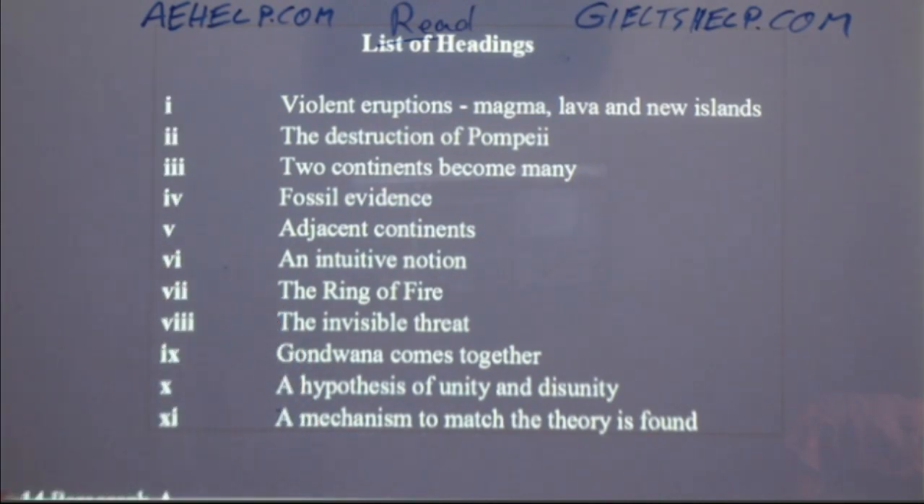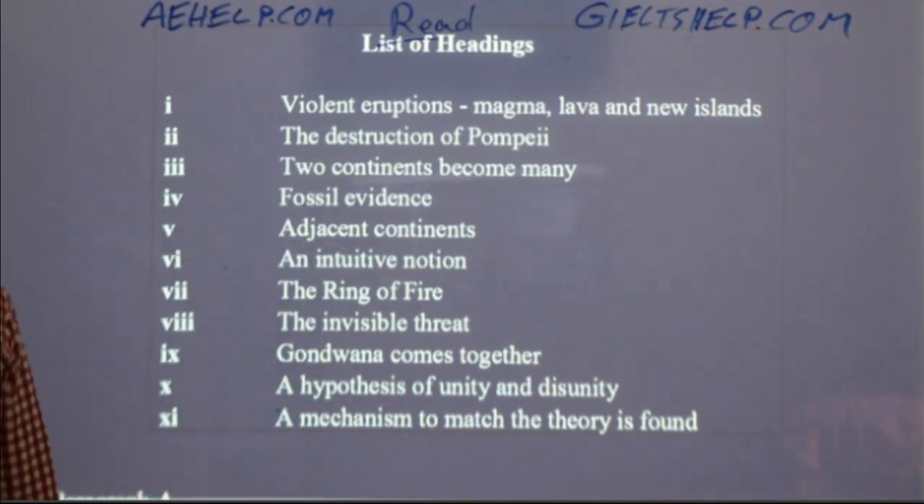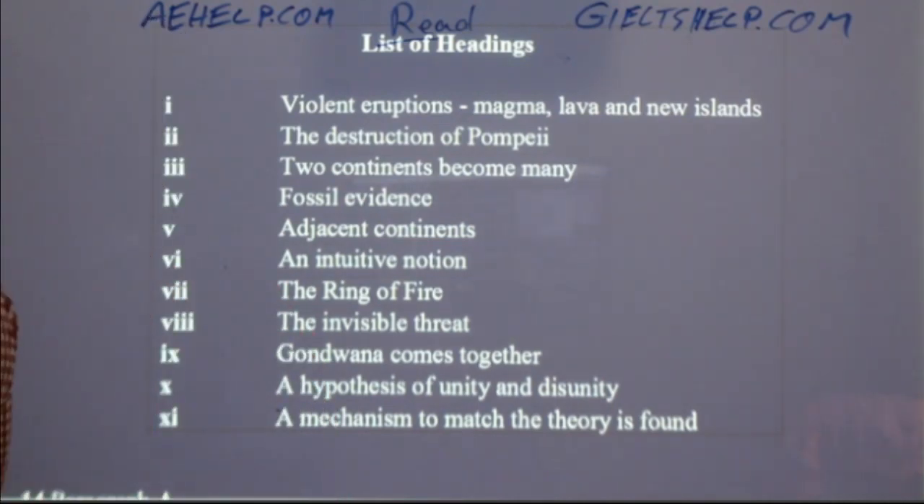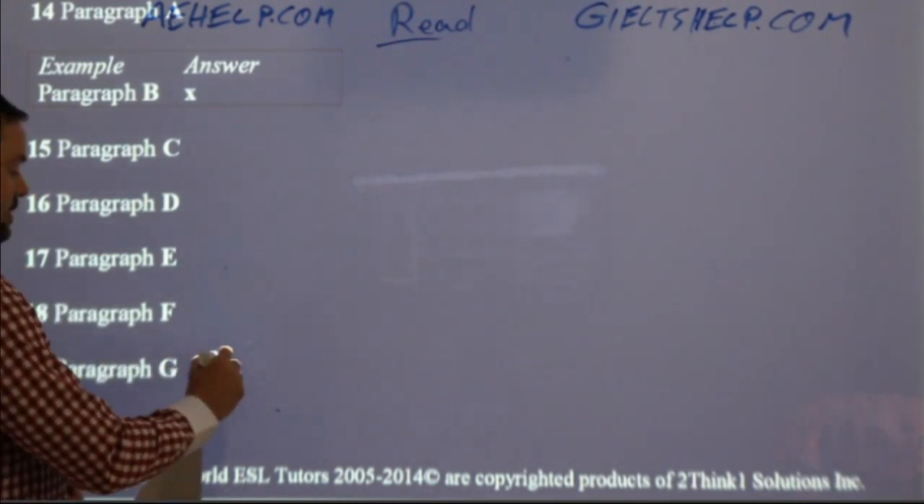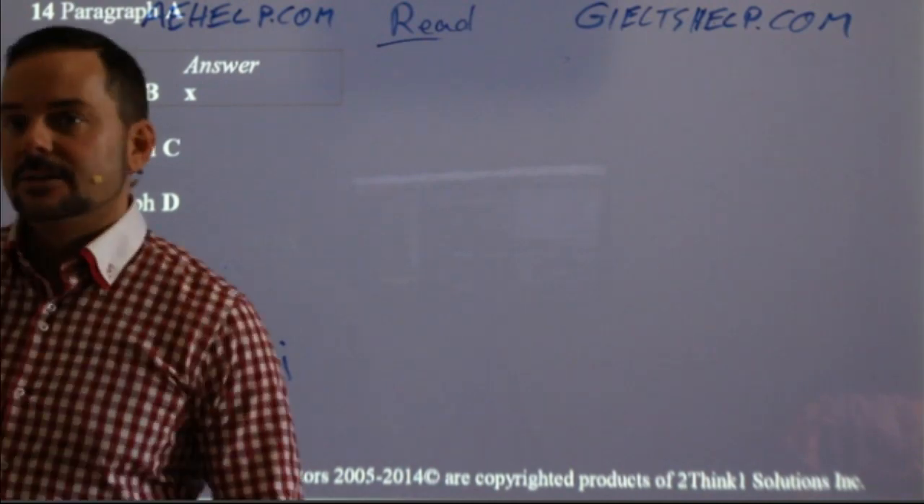Yeah, that's right. So the Ring of Fire is a trap, just like the destruction of Pompeii. Okay. So you have to be really careful. So here, the correct answer is VIII, 8, and that's it.